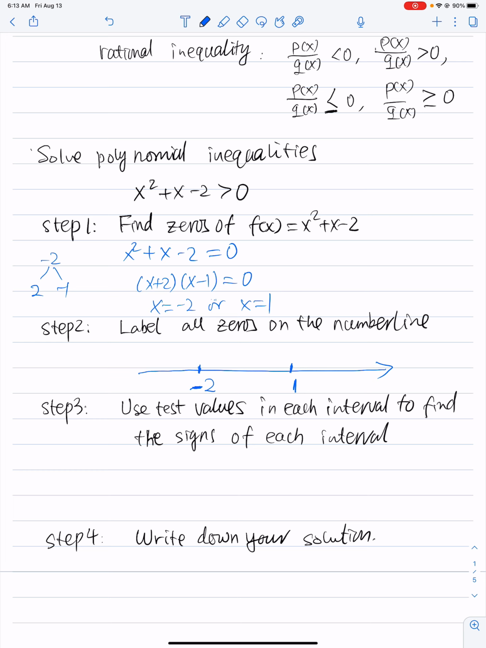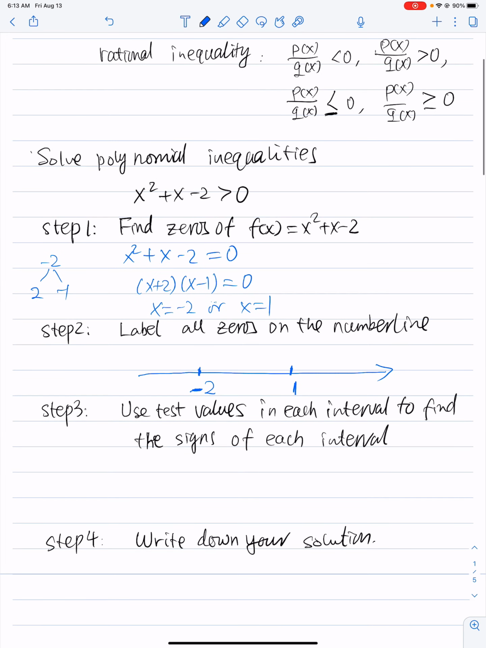Next, use test values in each interval to find the sign of each interval. So what does this mean? How many intervals do we have? 3 intervals. You have negative infinity to negative 2, negative 2 to 1, and 1 to infinity. So these are the intervals.